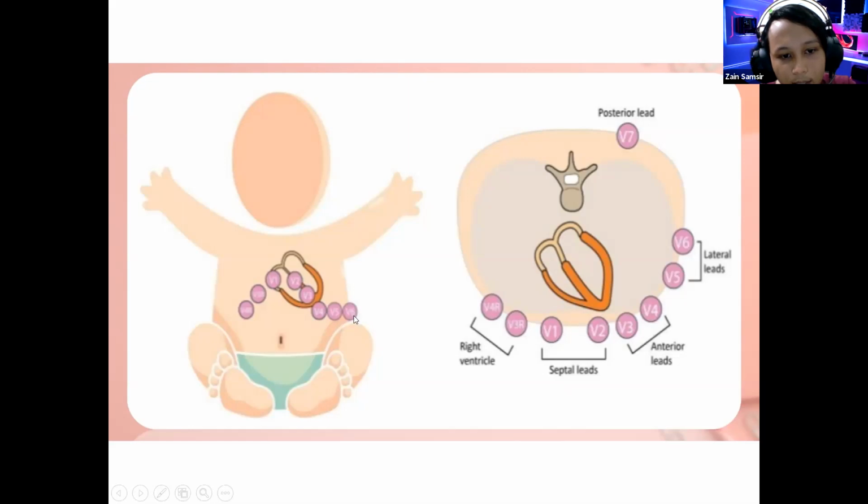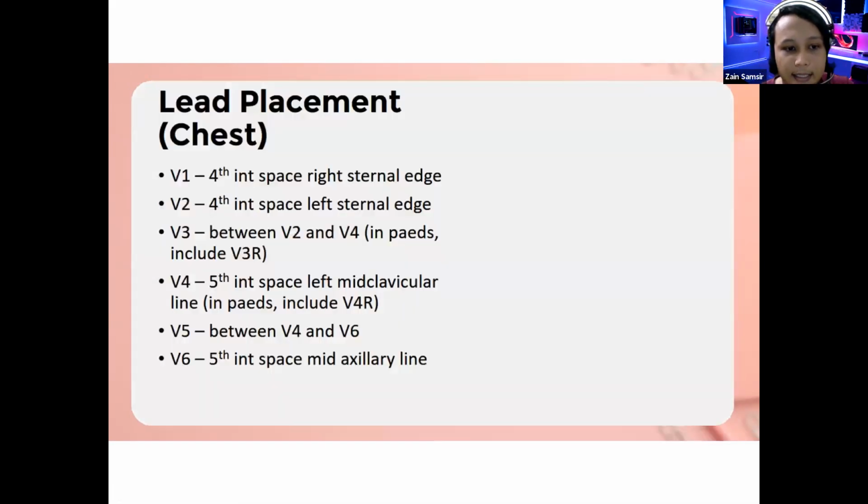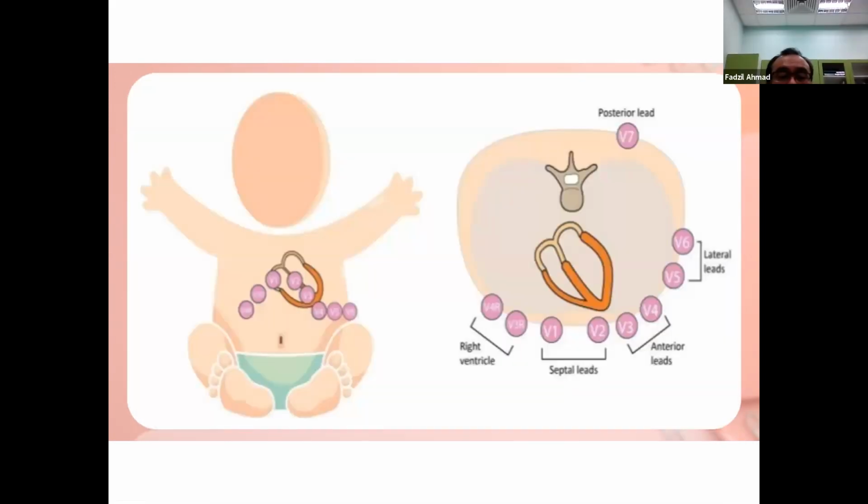And next, we put V6. V6 is at the fifth intercostal space, mid-axillary line. V5 is in between V4 and V6, or at the anterior axillary line. As I mentioned, sometimes you have V4R and also V3R. V4R is the same as V4, except it is at the right side, so it is at the fifth intercostal space, right mid-clavicular line. V3R is in the middle between V1 and V4R. So this is what the leads represent. V3R and V4R represent the right ventricle.